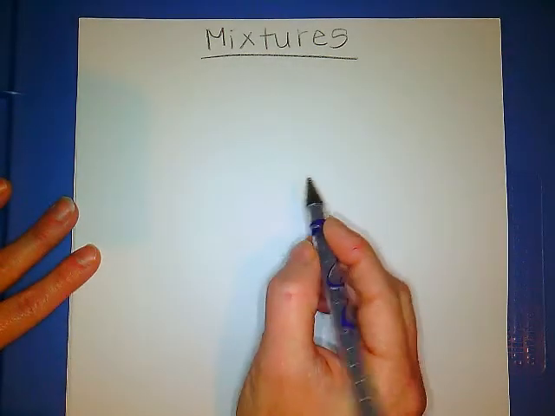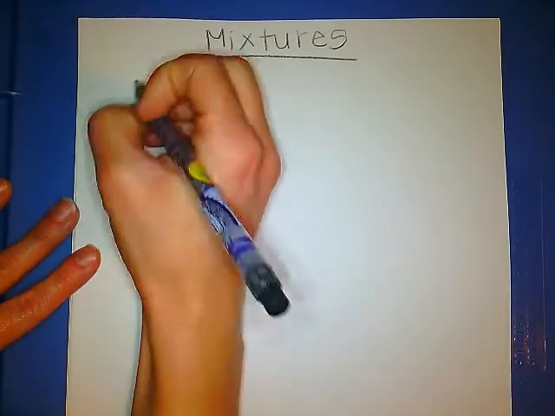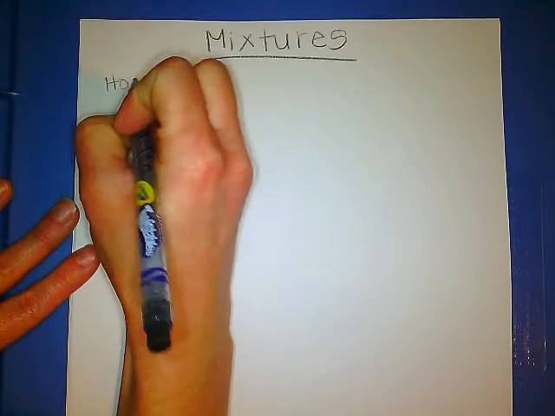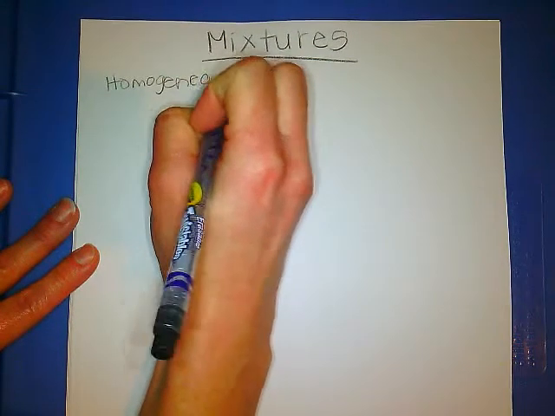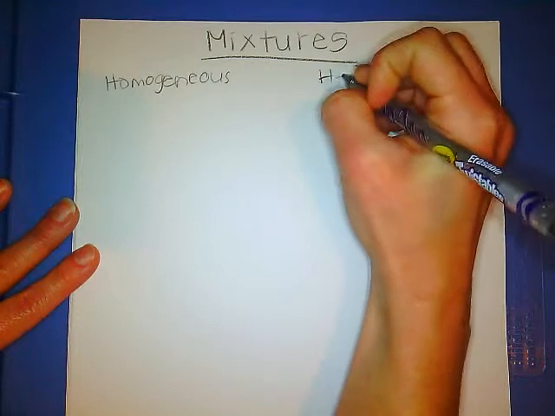And let's just go ahead. These are the two that you probably learned in 8th grade physical science. You've got homogeneous mixtures, and you've also got heterogeneous mixtures.